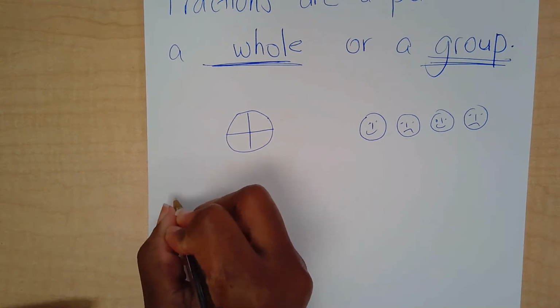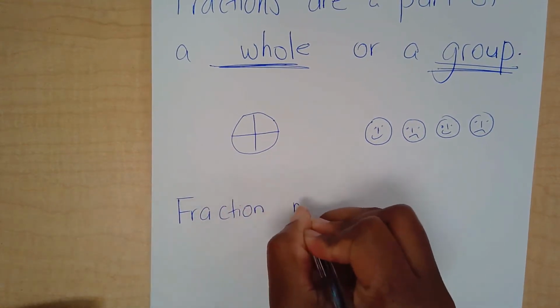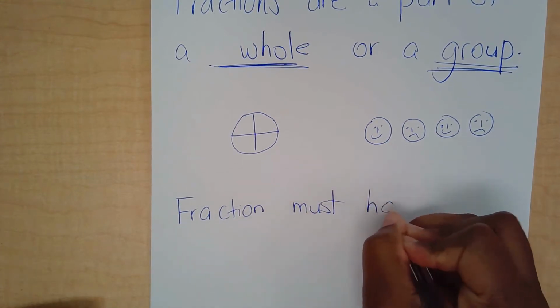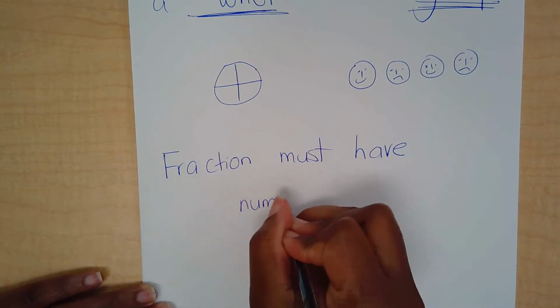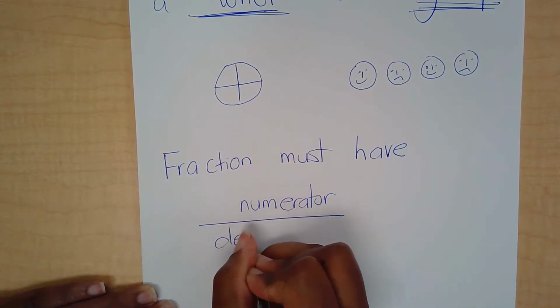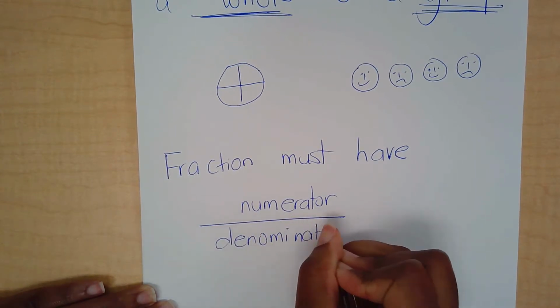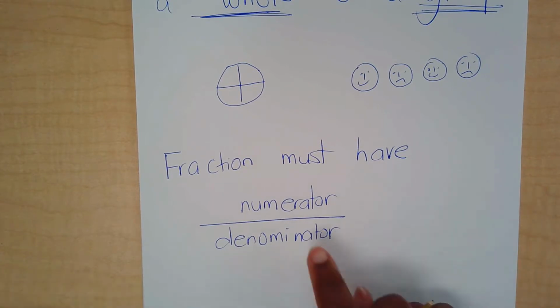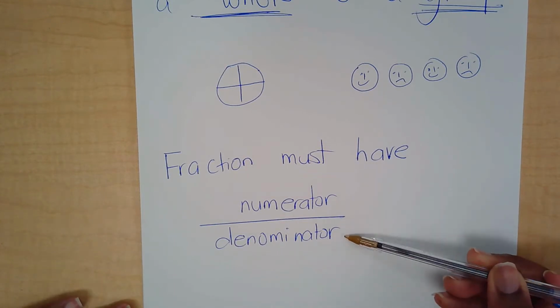Well, a fraction must have two numbers. And what are they? The numerator and the denominator. And notice what I did right here. I placed the numerator on top of the denominator. Why? Because this is exactly what it looks like. In a fraction, you have two numbers, one on top of the other.